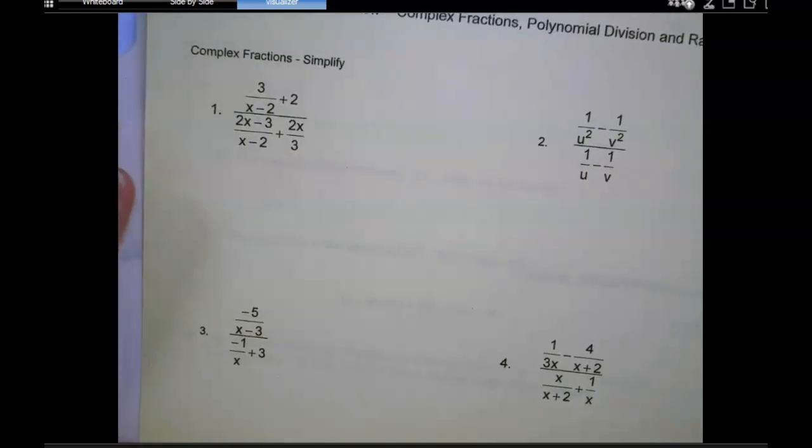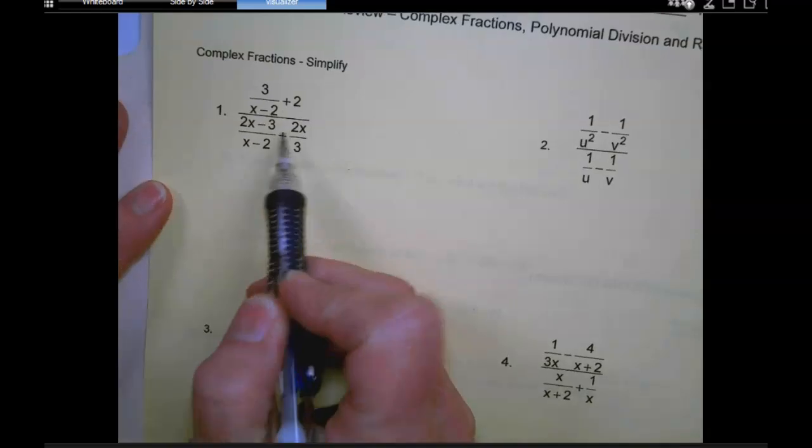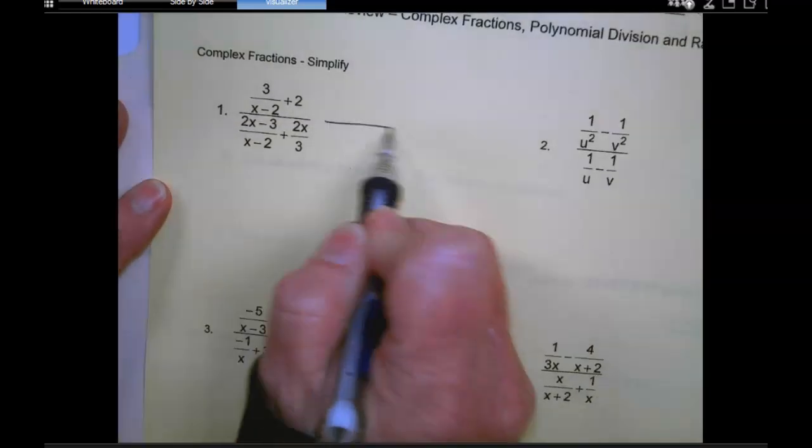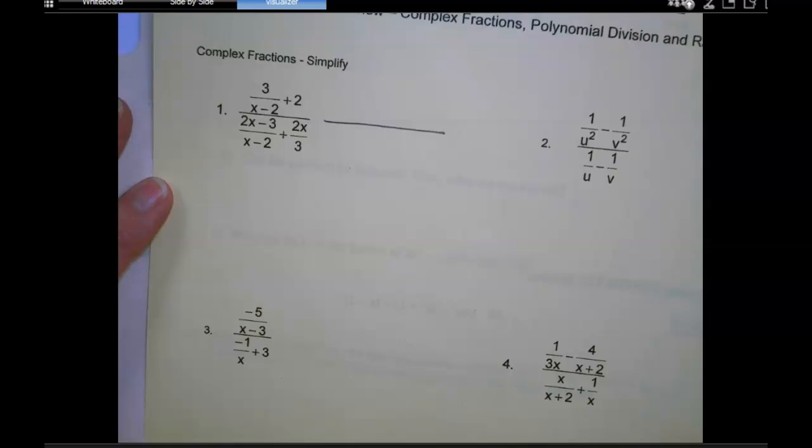All right, so I'm going to work 1 and 2 because these are pretty representative of the complex fractions. And so with the complex fractions, we divide this in 2. And we find a common denominator on top and a common denominator on bottom. And then what do I change my division to? Multiplication, and we flip the bottom, right?